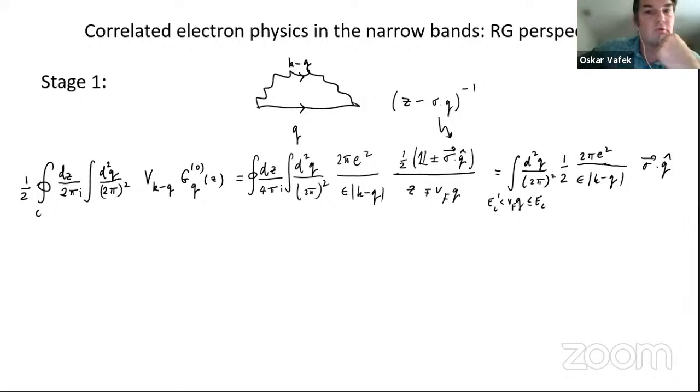So the only thing that would screen the Coulomb interaction at this point, the only thing that would screen the long range part of the Coulomb interaction at this point, are the gates. So if there is nothing in the hexagonal boron nitride.